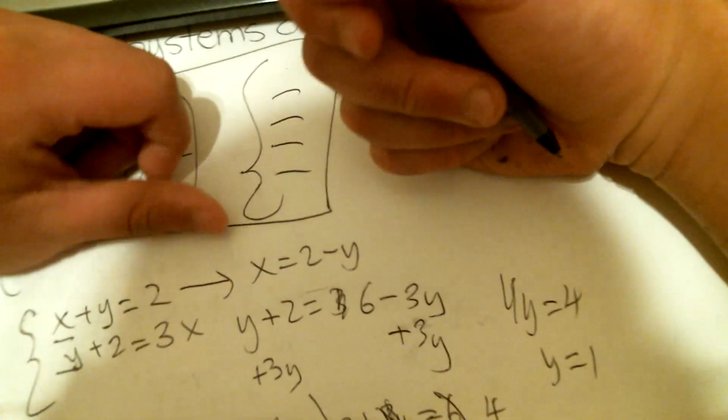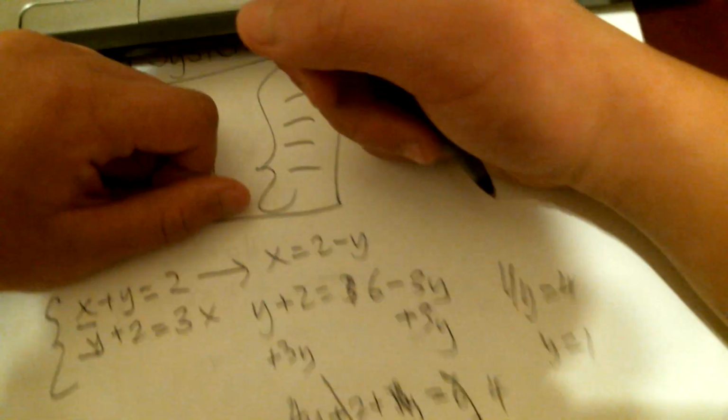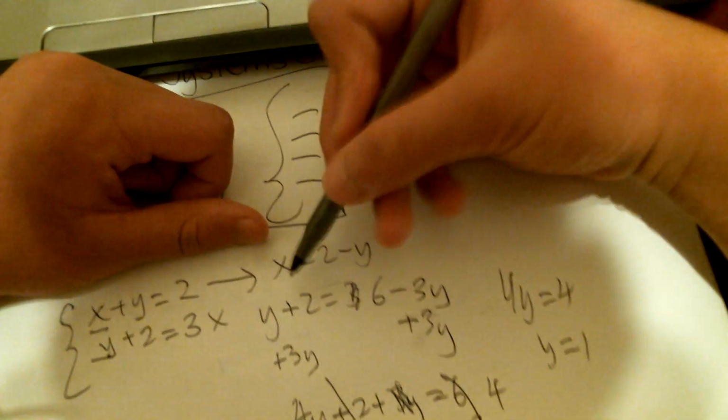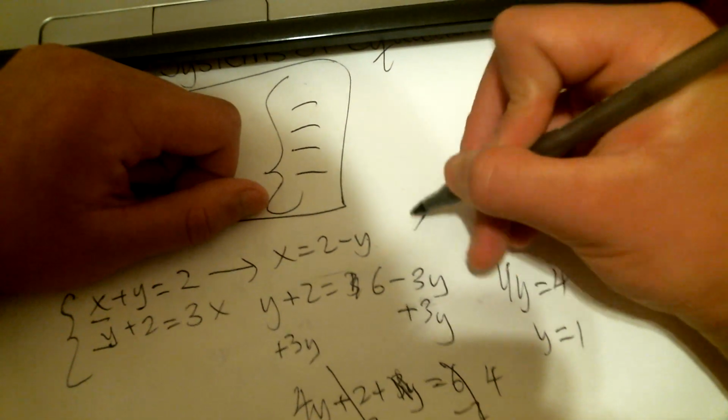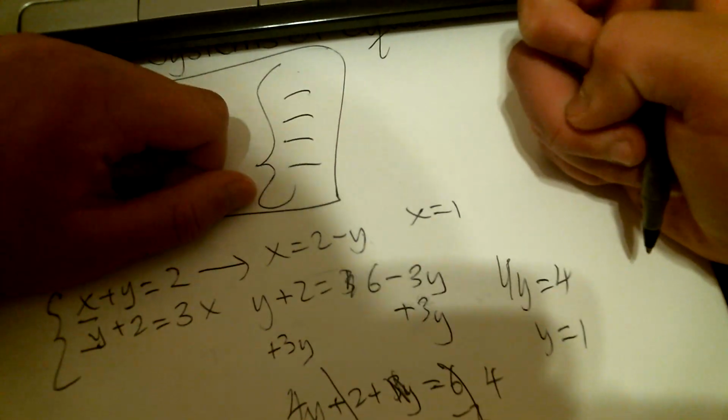And then we can plug that into the equation to find x. So this is x equals 2 minus y. If y equals 1, then x would equal 1 as well, since 2 minus 1 equals 1.